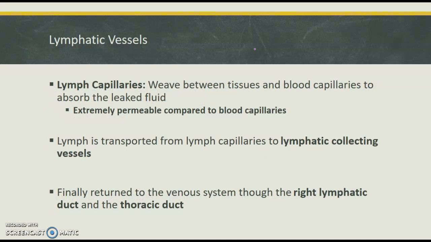So we have lymph capillaries, and these guys actually weave between your capillary beds and those tissues, and they absorb any of the fluid that has been leaked out, and they are extremely permeable, even more permeable than your capillary beds. Lymph is transported to the lymphatic collecting vessels, where they then enter a large duct called the right lymphatic duct and then the thoracic duct.